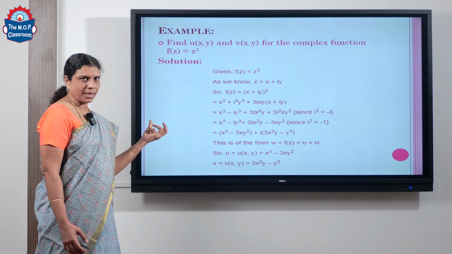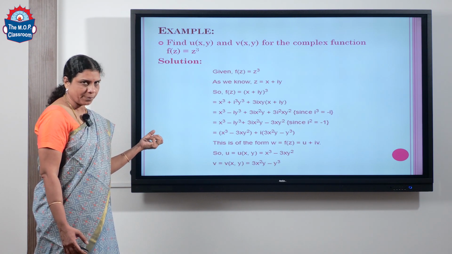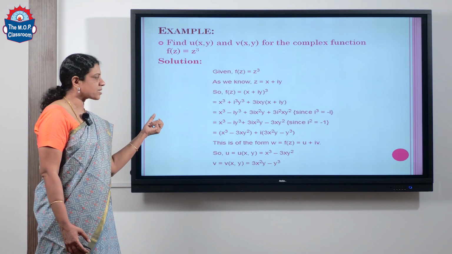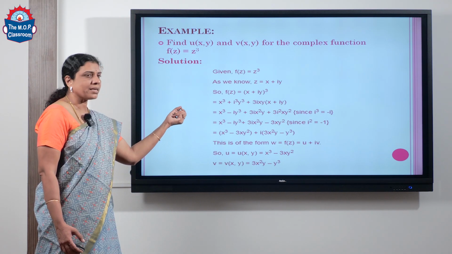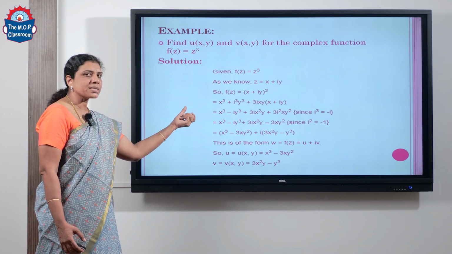So what is the real part? Without the iota, that's called the real part. So the real part of z is x cube minus 3xy squared. And what is i into, so that is the imaginary part. So it's u plus iv.